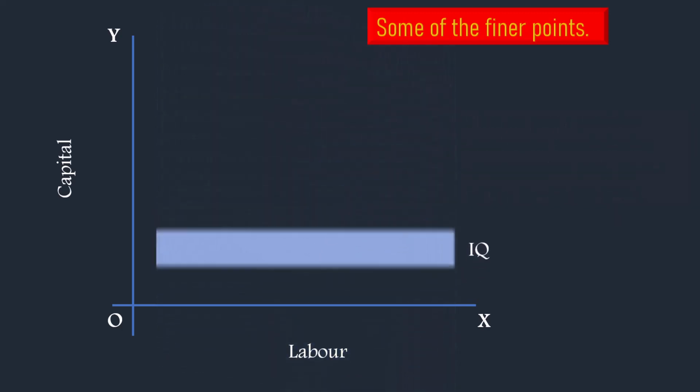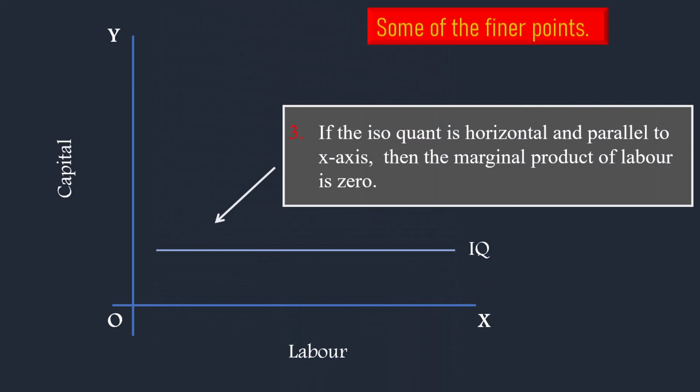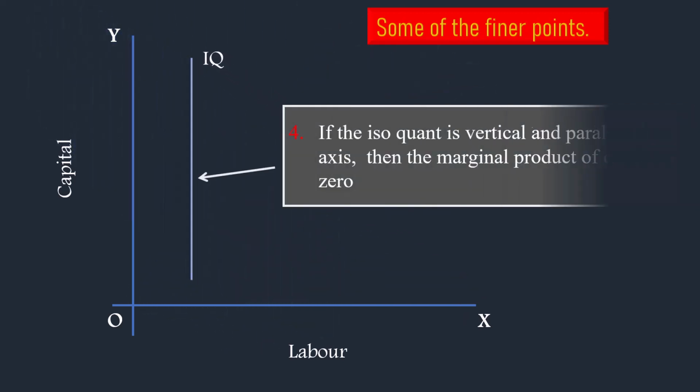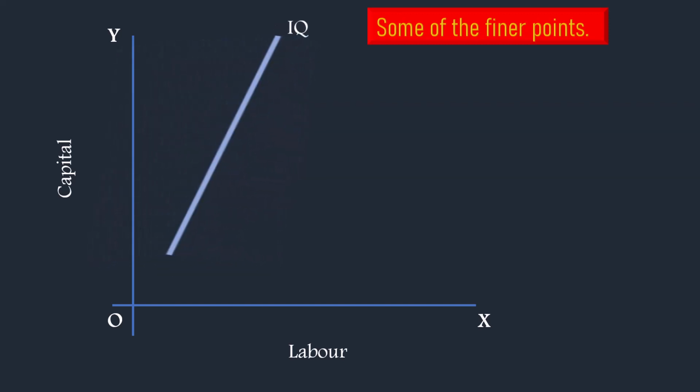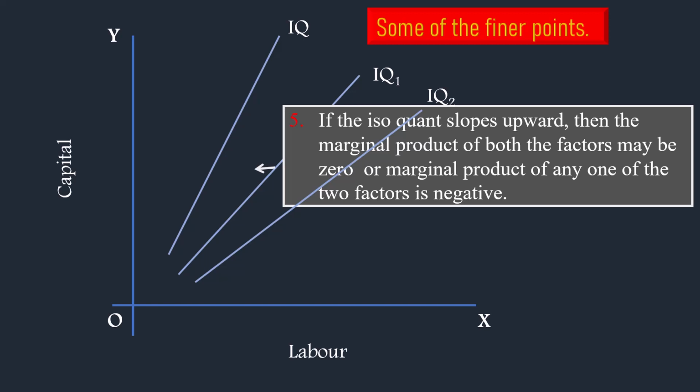3. If the isoquant is horizontal and parallel to the x-axis, then the marginal product of labor is 0. 4. If the isoquant is vertical and parallel to the y-axis, then the marginal product of capital is 0. 5. If the isoquant slopes upward, then the marginal product of both the factors may be 0, or marginal product of any one of the two factors is negative.